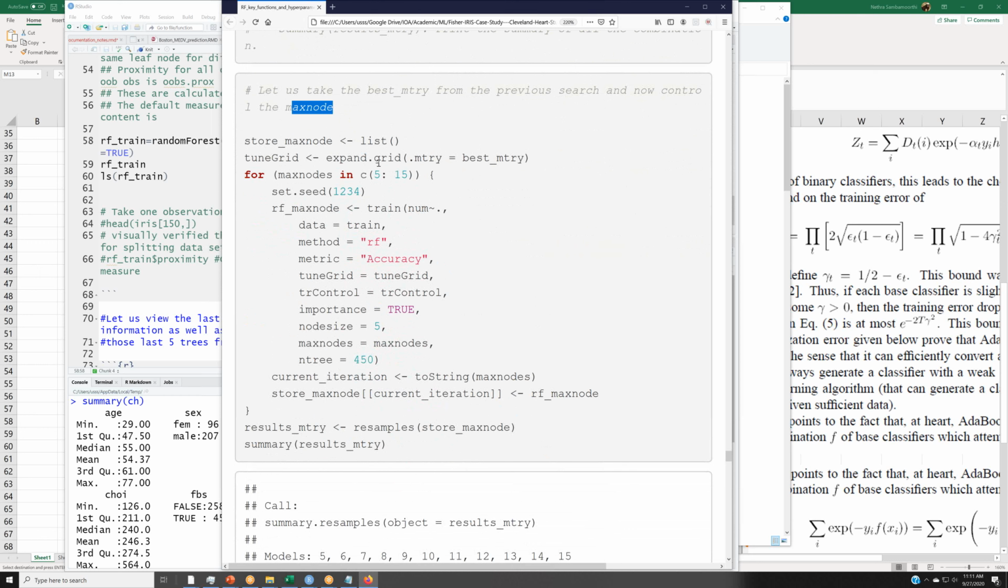I'm saying node size will go anywhere from 5 observations per node to 15 observations maximum. So that is what the grid search is about. One dimension, you fix one thing and then you search on the other dimension. Usually start with mtry. Everybody understands what I'm saying?